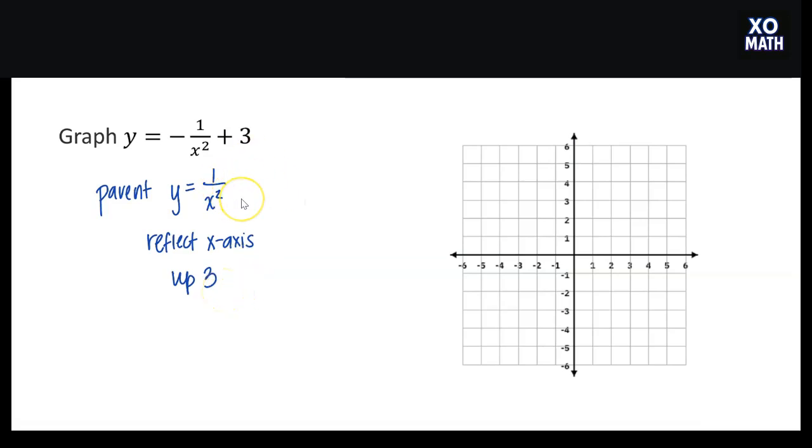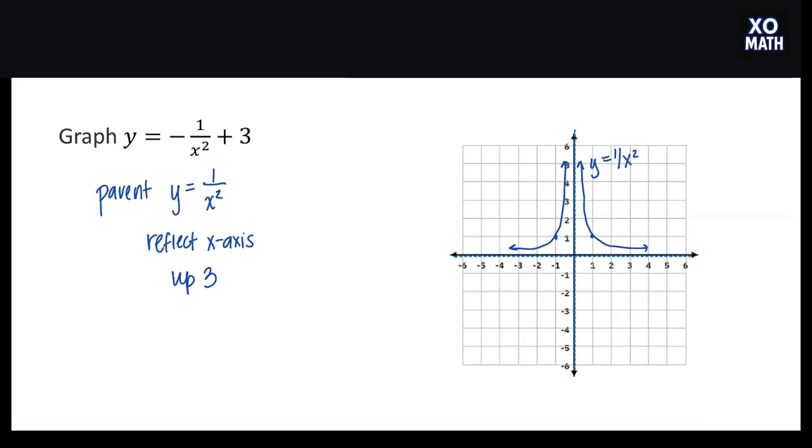Let's start by graphing the parent function. 1 over x squared has a horizontal asymptote along the x-axis and a vertical asymptote along the y-axis. And it exists in quadrants 1 and 2. So it does pass through the point 1, 1 and approach the asymptotes, and through -1, 1 and approach the asymptotes. So this is the parent function, 1 over x squared.